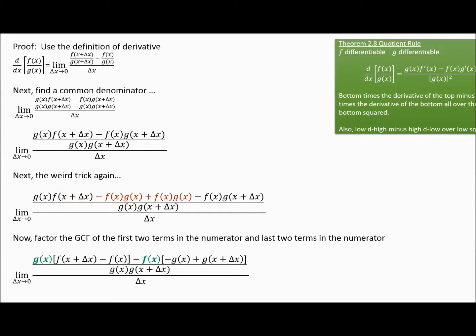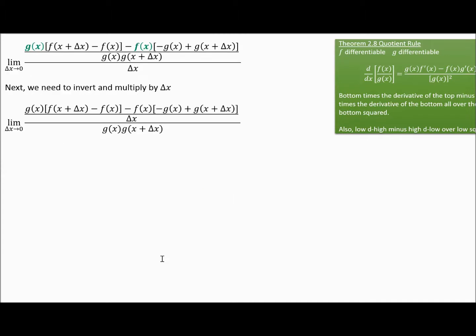I'm going to highlight that for you so you're real clear on this. So there's g of x. I factored that out front. It's in green. In the second two terms, I factored out a common. What do we have in common there? See that f of x? And there it is in green, factored out. All right, and there's that line again, just in case you missed it.